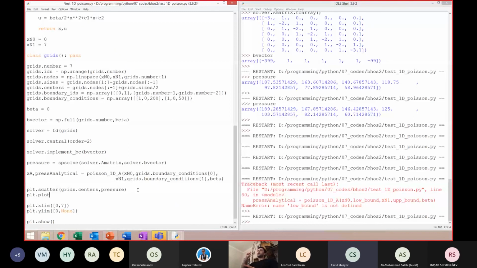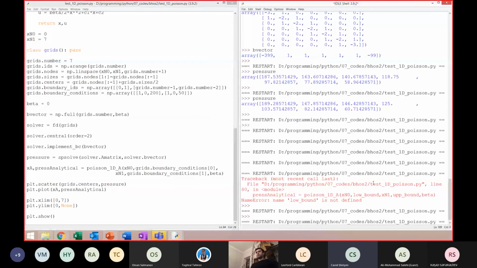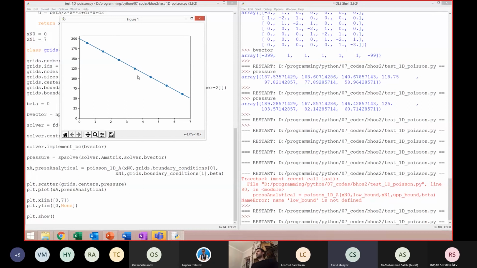That's something that will make your graphs more explanatory. Now XA and pressure analytical. I'm just going to copy this expression. I'm trying to write full names in order to understand the script when we are going over it again later. If I run this one, this straight line shows the analytical solution and the dots show the numerical solution. They are on top of each other, which shows that my numerical solver works correctly.